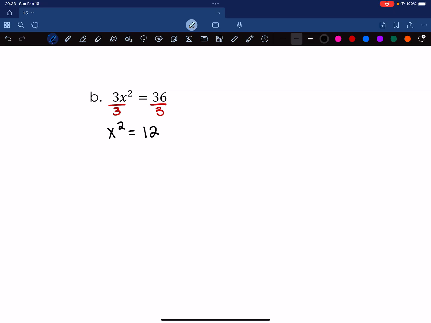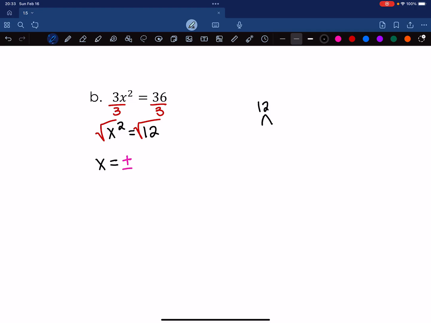Okay, now that the x squared is by itself, we can go ahead and take the square root of both sides. So that's going to give us x equals plus or minus. And now here is where we have to simplify this radical. So to simplify 12, we're going to break it down until we get all prime numbers. Prime numbers are like 2, 3, 5, 7, 11, 13. Numbers that are only divisible by 1 and itself.